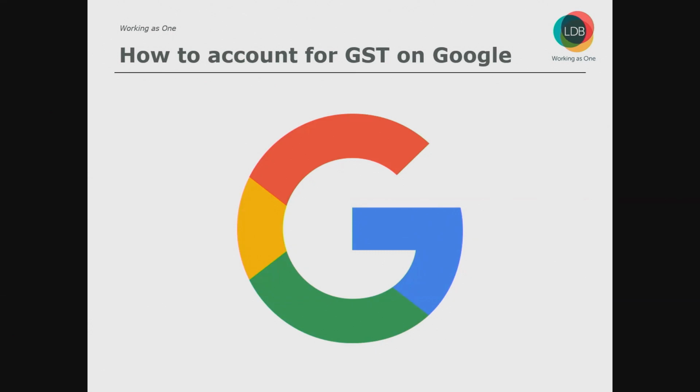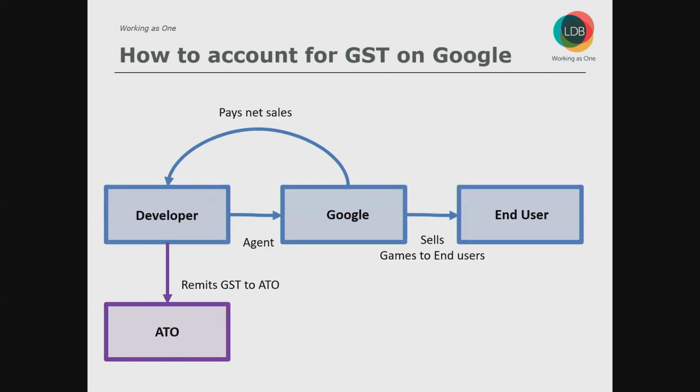Google. So Google works a little bit differently to Steam. With Google, Google is appointed as your agent and they sell the game to the end user. Google then collects all the receipts from sales on your behalf and charges a transaction fee for their service. The cash the developer receives from Google is the sale price less the transaction fee. GST is then charged on the amount received by the developer. As such, you as the developer are the one required to remit any applicable GST to the ATO.